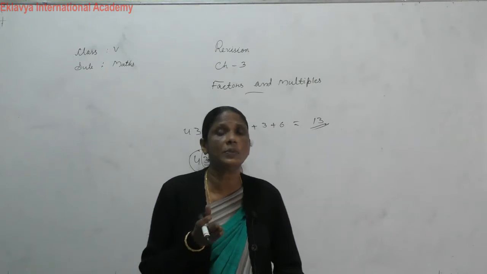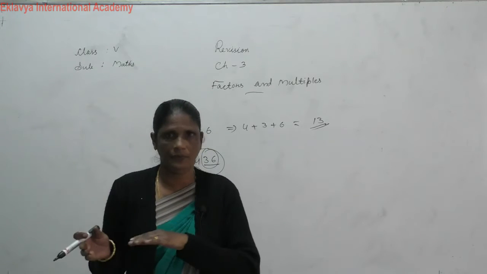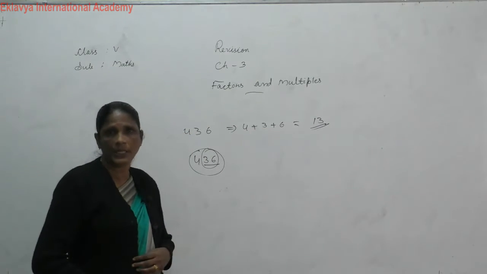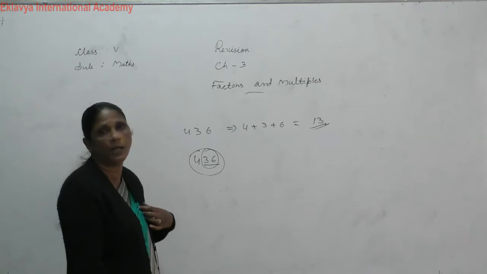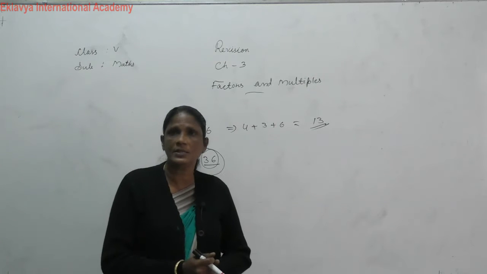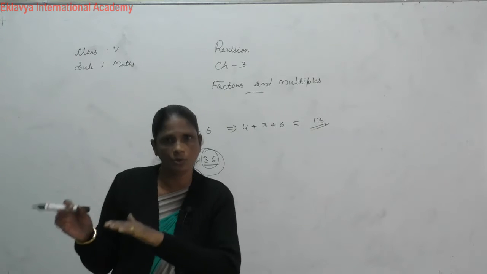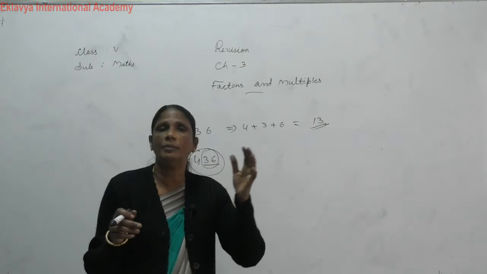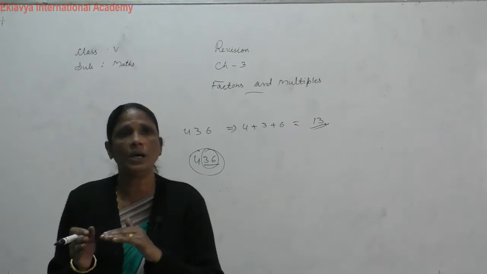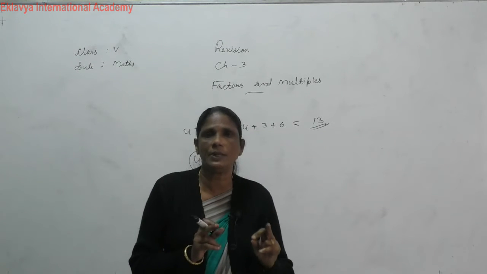Then the test of divisibility by 5. 0 or 5 in the ones place, that number is divisible by 5. Then divisibility by 6. First you check if the number is divisible by 2, then you check if it is divisible by 3. If a number is divisible by both 2 and 3, that number is divisible by 6.